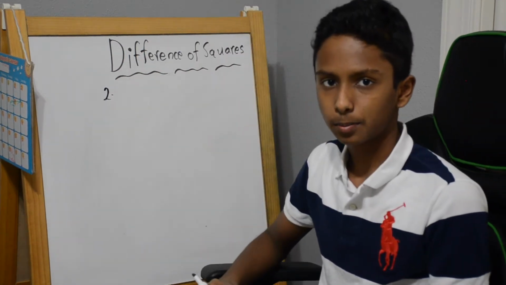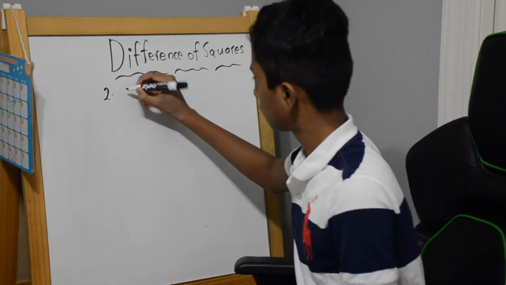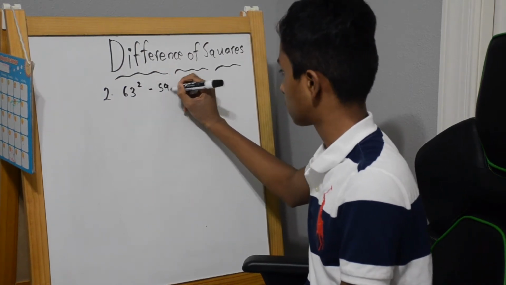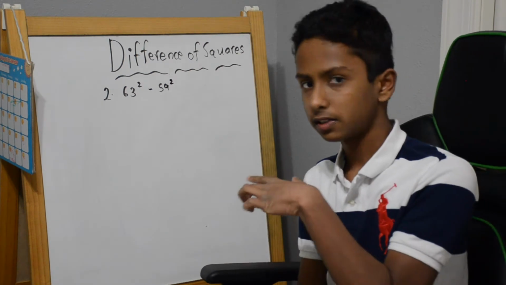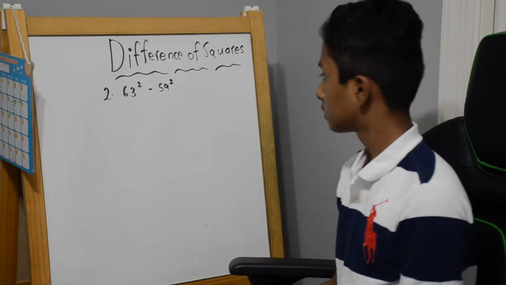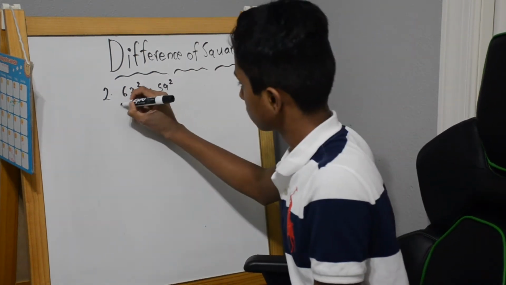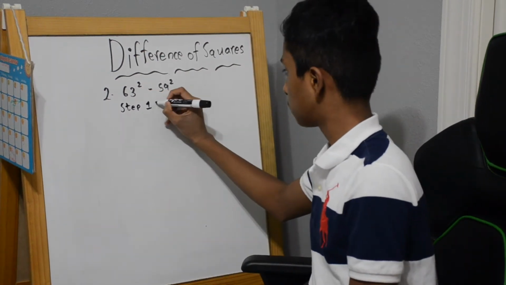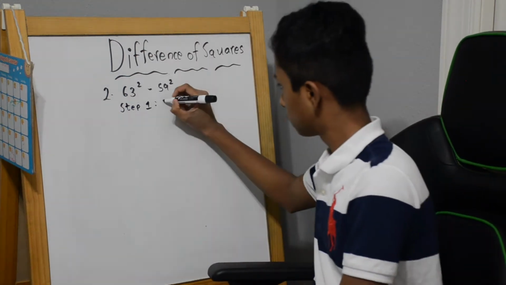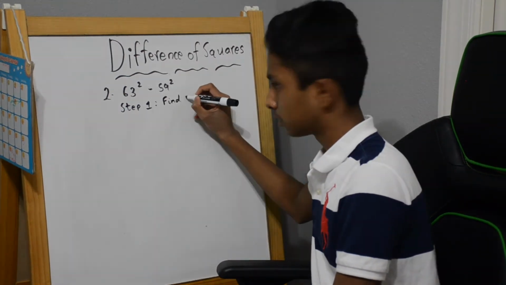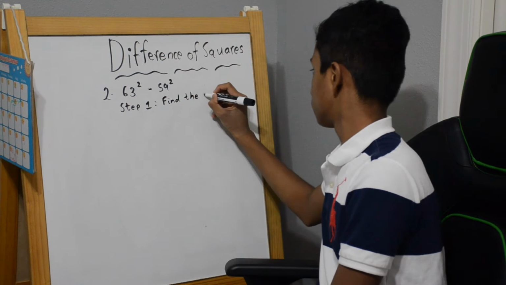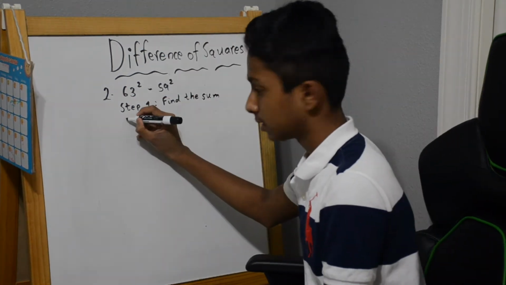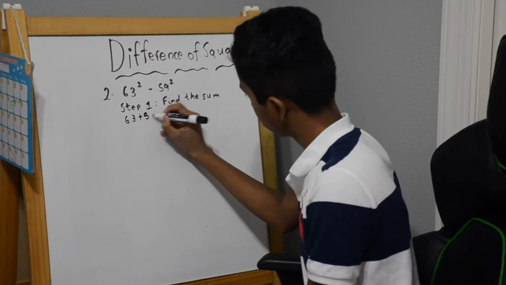The second example is 63 squared minus 59 squared. I'm trying to intensify the difficulty a little bit. So how do I solve this problem? Let's just use the 3-step process. Step 1 is to find the sum. The sum is 63 plus 59.